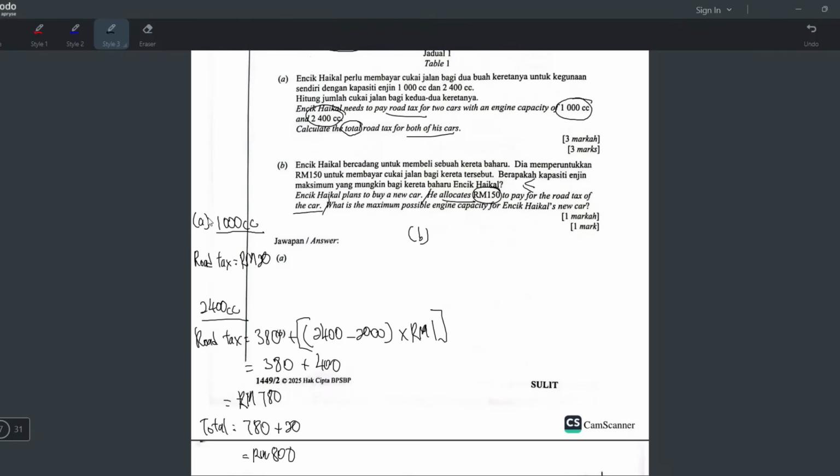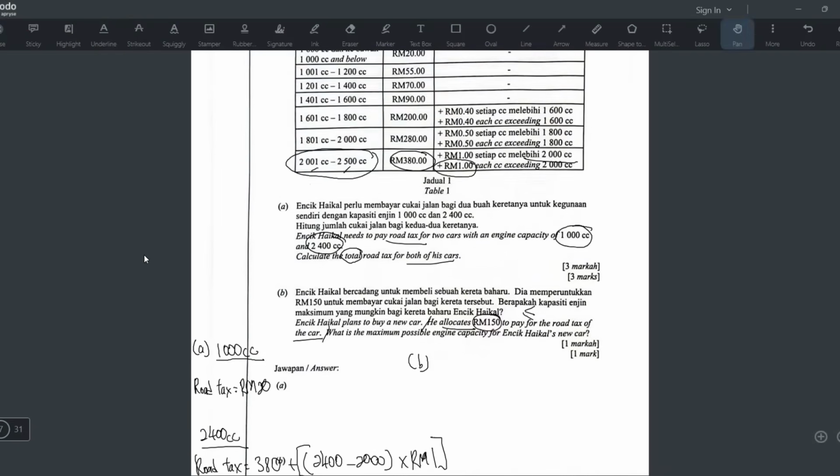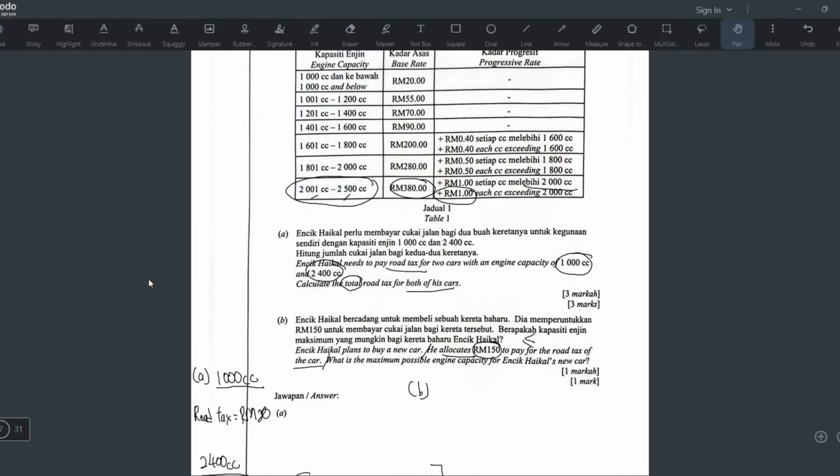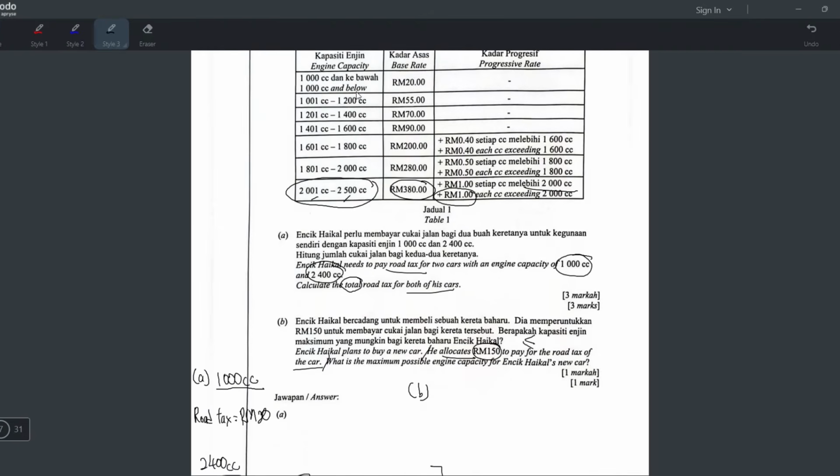Okay, soalan A tadi bagi CC suruh cari Rotex. Yang ini dia bagi tahu berapa yang dia mampu bayar and then cari balik dia punya CC. What is the maximum engine capacity? So I think I have to go straight away to the table lah. So tell me, berapa maximum CC yang dia kena beli? Kalau dia hanya sanggup bayar 150 ringgit for Rotex, how much CC he should buy? Definitely not this one, right? Because this one the base rate pun sudah lebih 150 dah. Ini semua tengok 200, 280, 300.